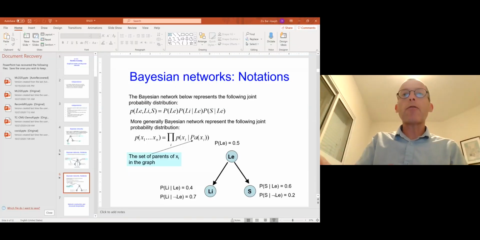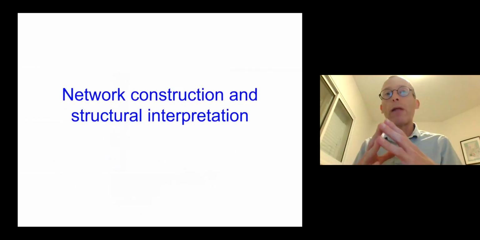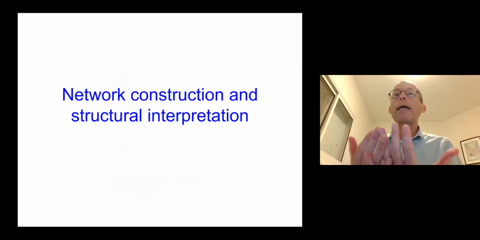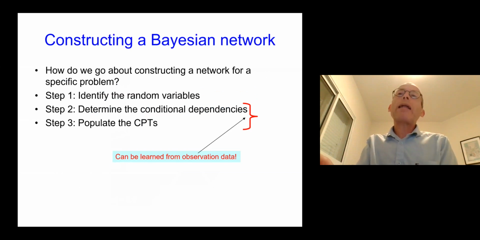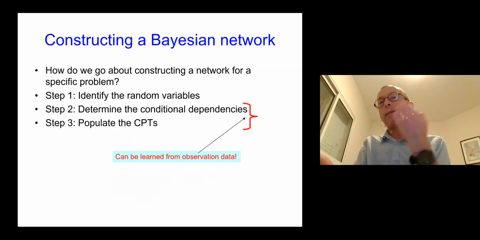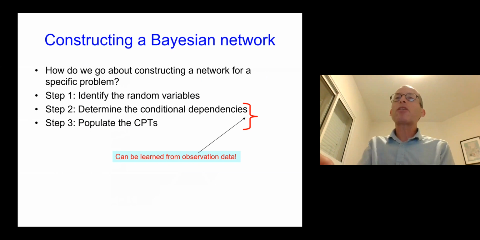Okay, so given this, the question again, of course, is if we have a problem, how do we construct a Bayesian network, or how should we go about constructing a Bayesian network? So there's a simple algorithm. Again, it's simple to say. It's much harder, or it sometimes could be hard, to do in practice. But the basic idea is the following.